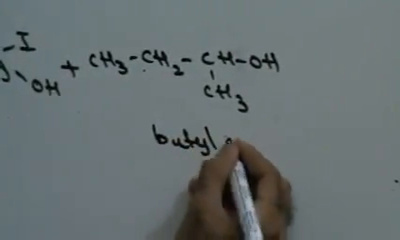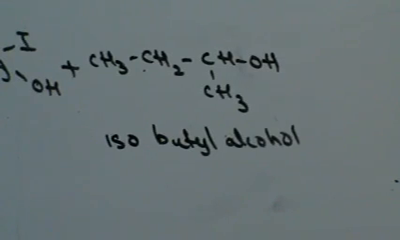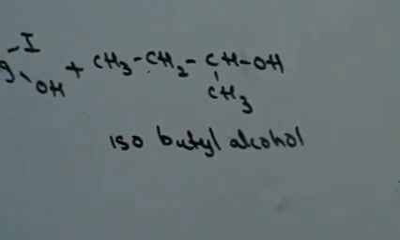Right? 1, 2, 3, 4. Four carbon atoms, therefore butyl. OH, alcohol. Right? This is going to be iso. Methyl group in the branch. So this is going to be isobutyl alcohol. Fine, do we get this in here? Next, let's see another reaction of this kind.